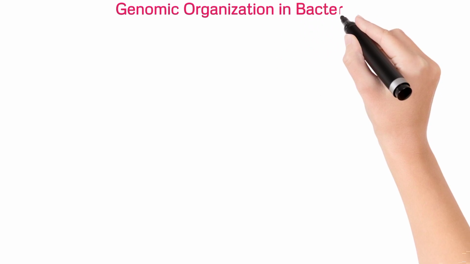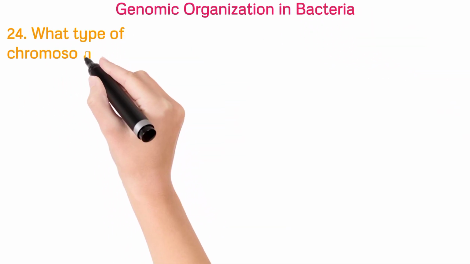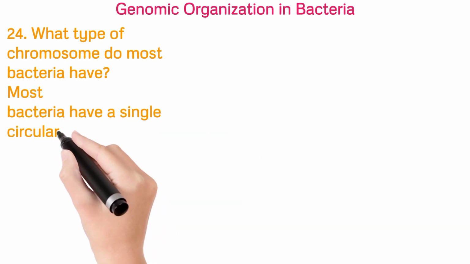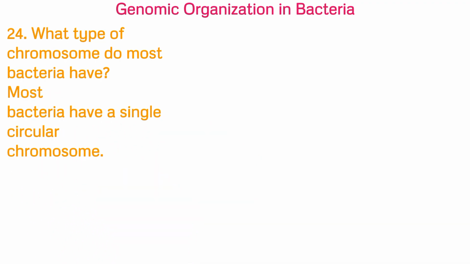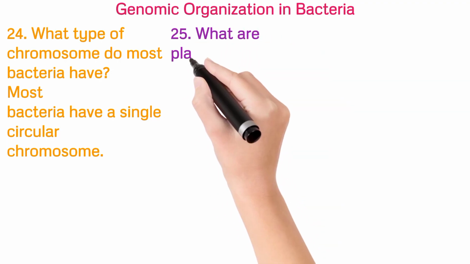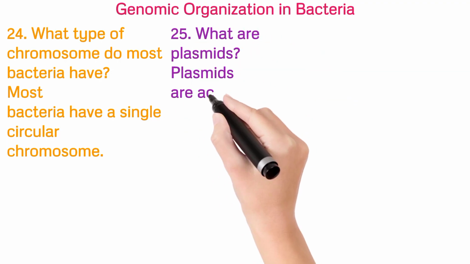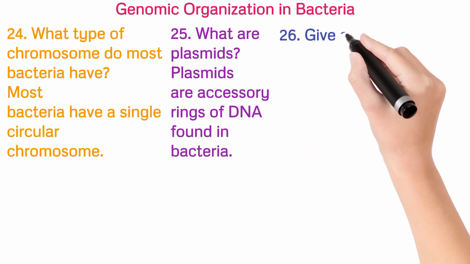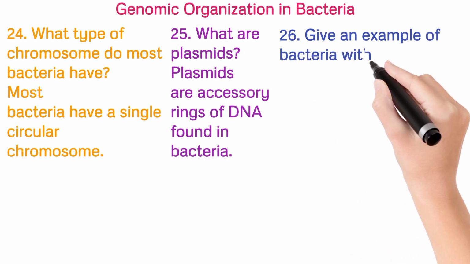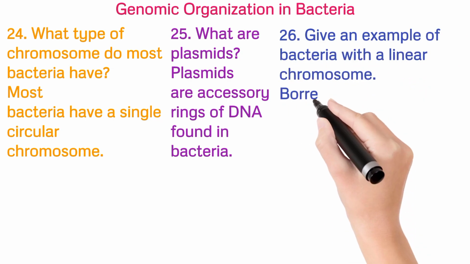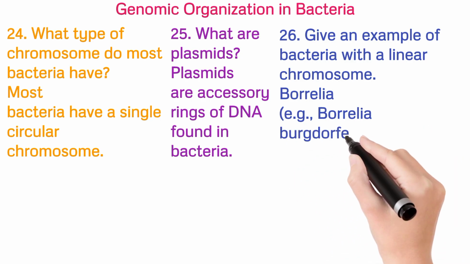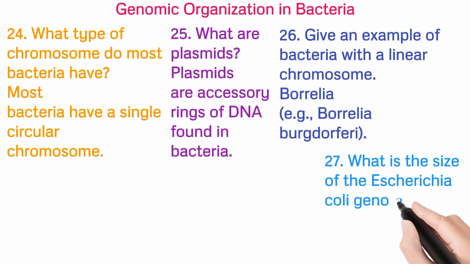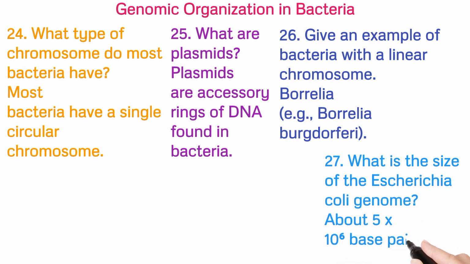Genomic organization in bacteria. 24. What type of chromosome do most bacteria have? Most bacteria have a single circular chromosome. 25. What are plasmids? Plasmids are accessory rings of DNA found in bacteria. 26. Give an example of bacteria with a linear chromosome. Borrelia, example Borrelia burgdorferi. 27. What is the size of the Escherichia coli genome? About 5 × 10⁶ base pairs.